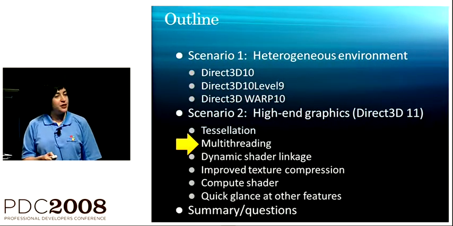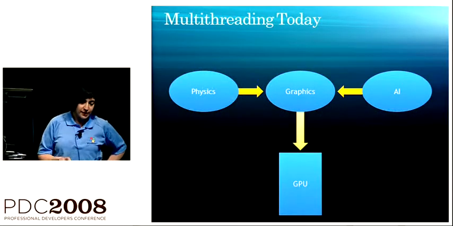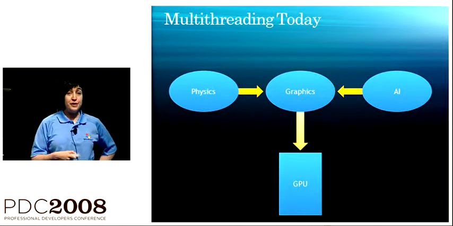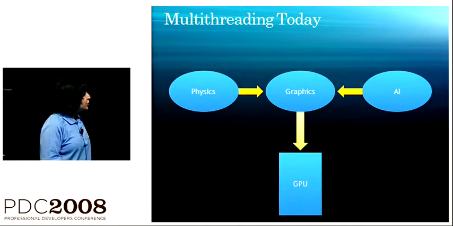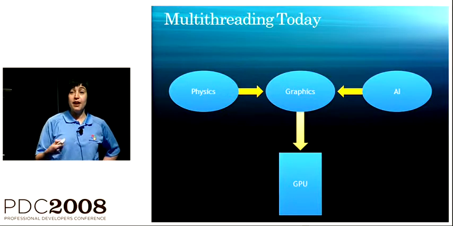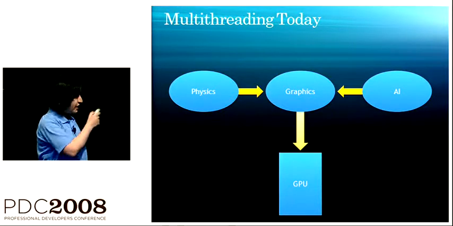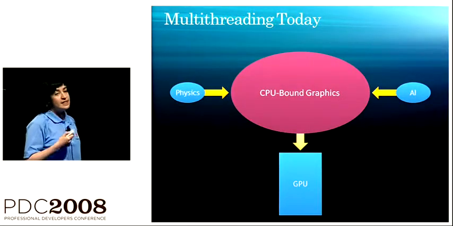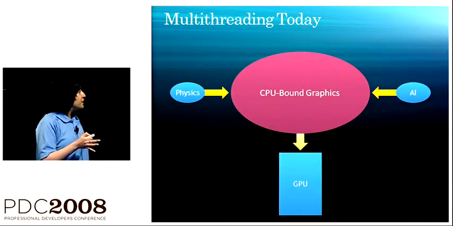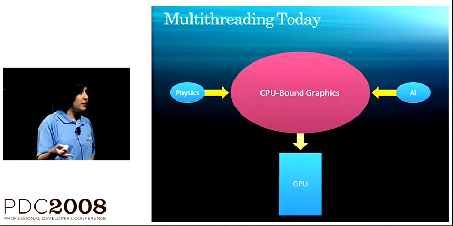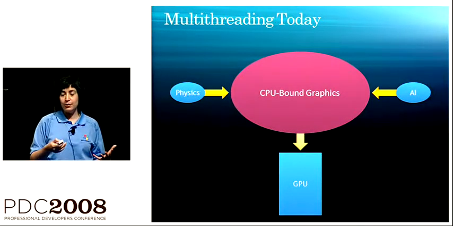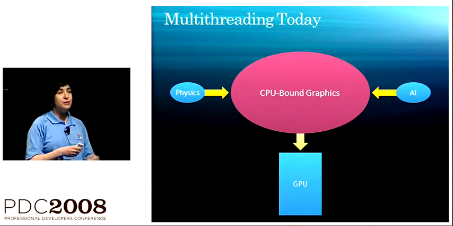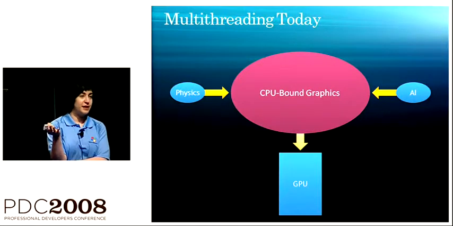Now we're going to talk about another feature, multi-threading. And with multi-threading today, a very common scenario is you might have your physics simulation running on one thread, your AI simulation running on another thread, and the graphics portion of your app running on a third thread. And that, of course, is what's talking to the GPU. But there's a problem if it's the CPU-bound portion of your app that's really holding things up, right? Basically, the little hamster on the CPU is running as fast as it can, and meanwhile, the GPU is just waiting idle for something to happen.